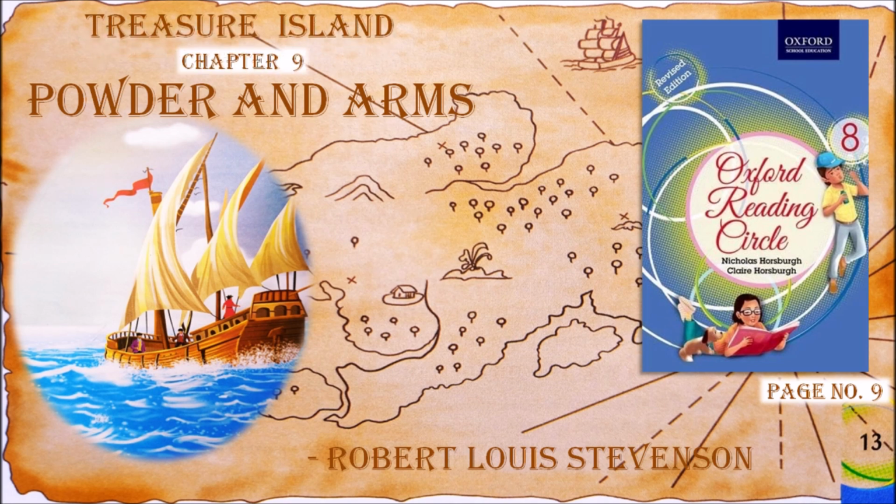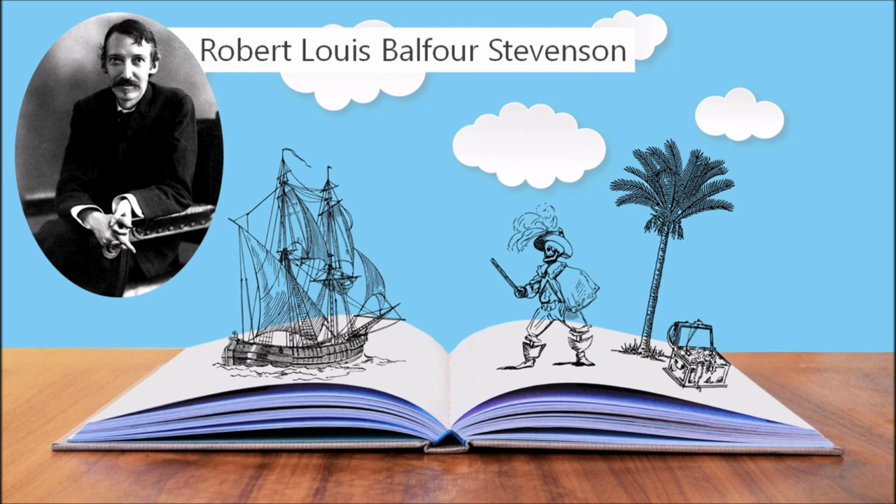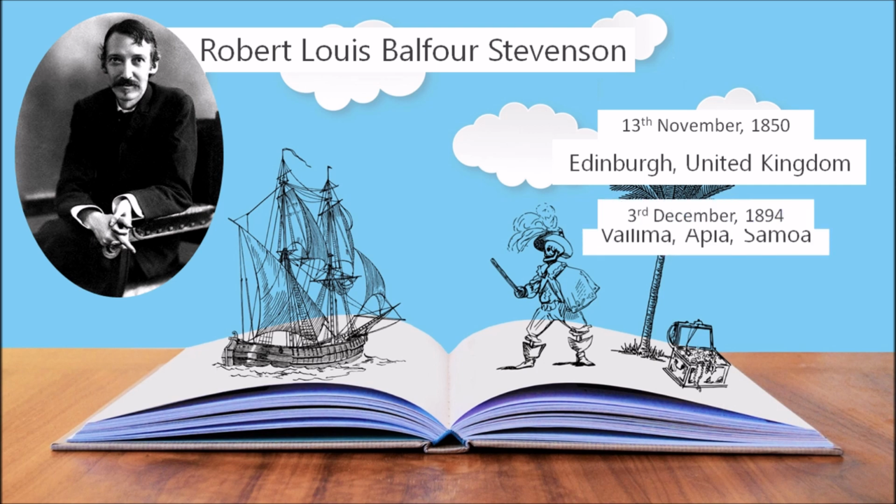So students, before starting the story, let us have some talk about the author. The full name of Robert Louis Stevenson is Robert Louis Balfour Stevenson. He was born on 13th November 1850 in Edinburgh, United Kingdom, and died on 3rd December 1894 in Vailima, Apia, Samoa.